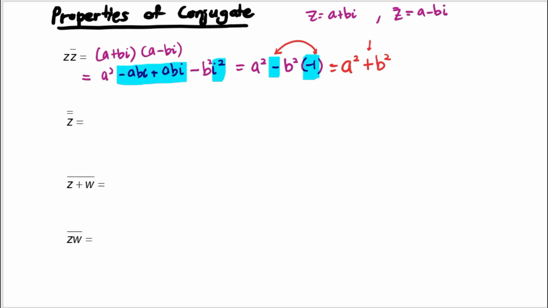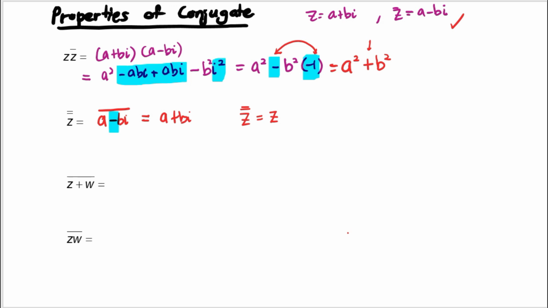Now what if we have z bar bar? Firstly, this is z bar, a minus bi, but we take the bar of that z bar. Again, when we have the bar, we have to find the conjugate of this complex number, meaning we have to change the sign of the imaginary part. So we'll have a plus bi. So we should know that z bar bar will become z. It changes back to its initial number.